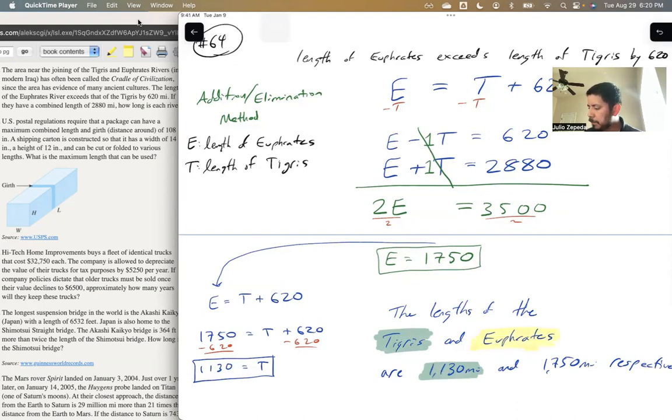All right. So we could check our answer, adding these two up and see if we get the correct sum. They should add up to 2880. If you can do a little bit of mental math, you can see that that's true. And then you can also see if the Tigris plus 620 is equal to the length of the Euphrates. You can also do a little bit of mental math and see that that's true as well. Okay, so that's two problems there.